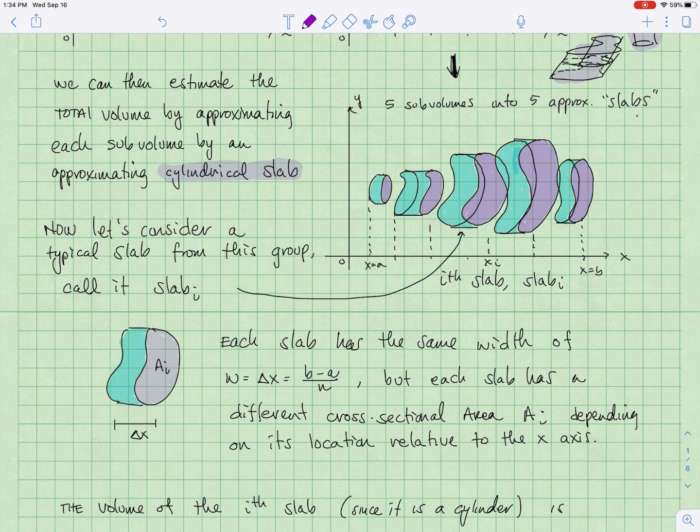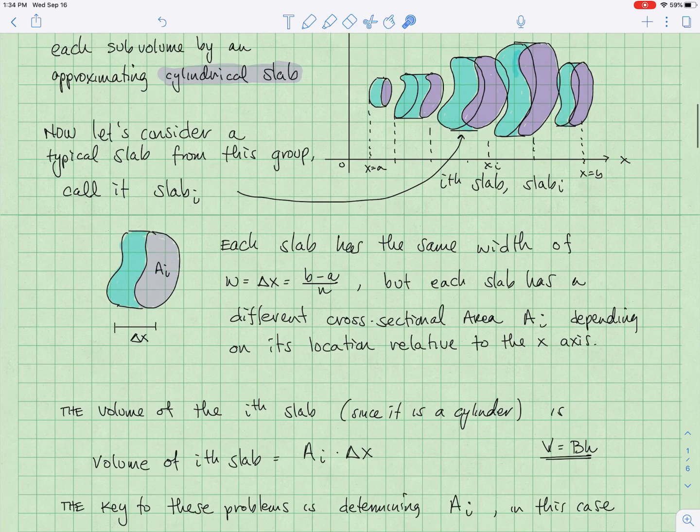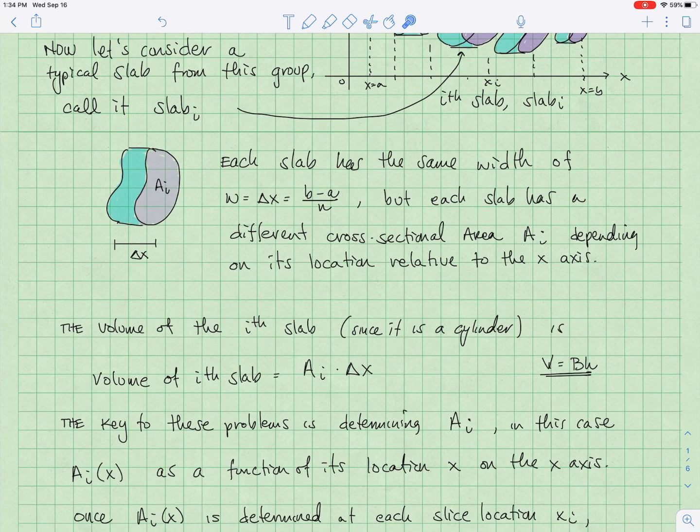As we go through this volume and slice it, each slab is going to have a slightly different cross-sectional area. That's really going to be the key to doing this. The volume of the ith slab, since it's a cylinder, is going to be easy to calculate. It's going to be that cross-sectional area, A_i, times the thickness, delta x. This is from the old school volume formula: volume equals area of the base times height. It just so happens that our height is sideways and the area of our base is not a circle.